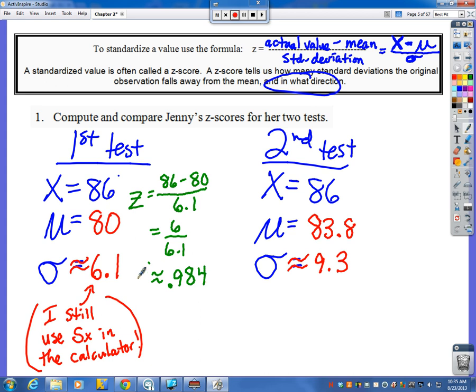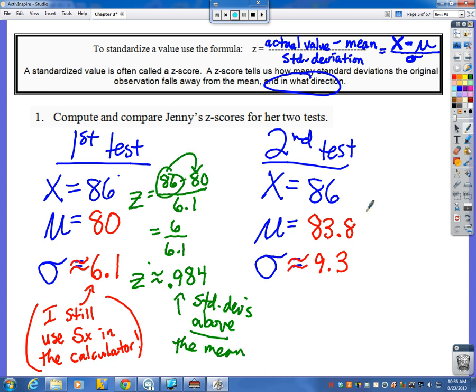0.984, okay? Now, what this is saying is that she is 0.984 standard deviations above the mean. I mean, we know her 86 is above the mean of 80, okay? Now, we'll talk about how we know it's above versus below, just given the z-score. If I was just given this number, I could tell you if she did better or worse than the mean. So this is her z-score for the first test. She's about 1 standard deviation above the mean.